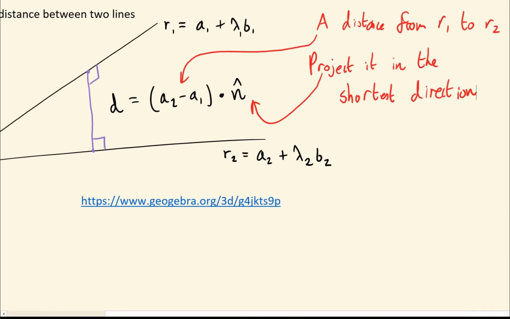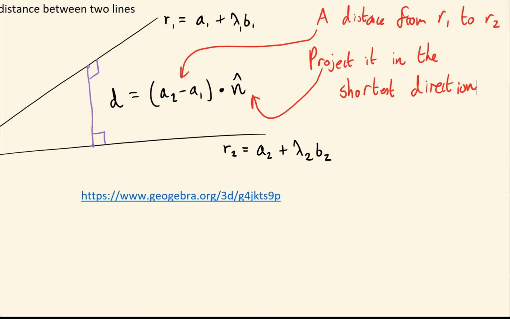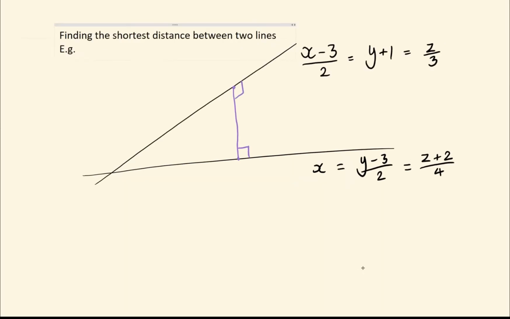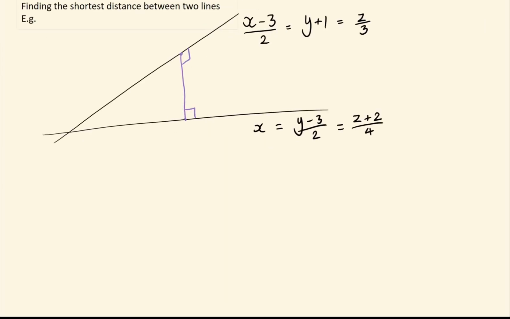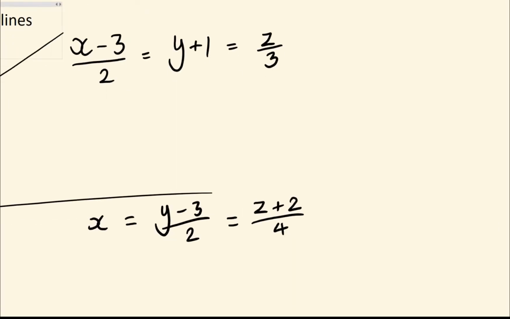So, let's go through it. Let's give it some numbers. Often for these questions, they give you the vectors or planes in any form they want. I personally always like my lines in vector form. Remember, all of these equal lambda, and we can rearrange each one to give us lambda.